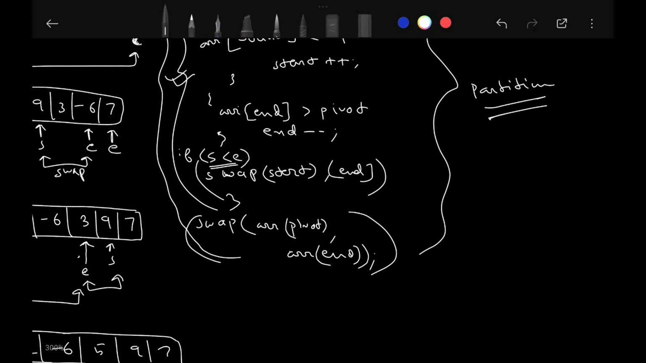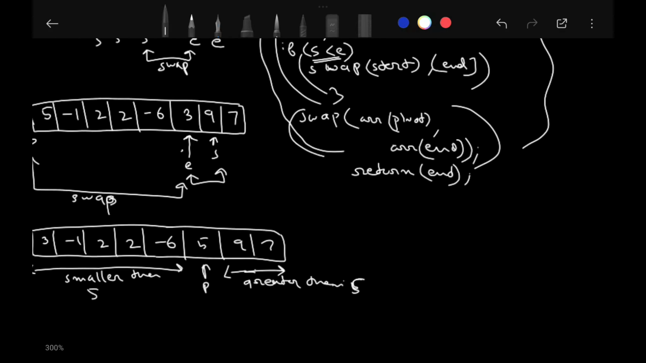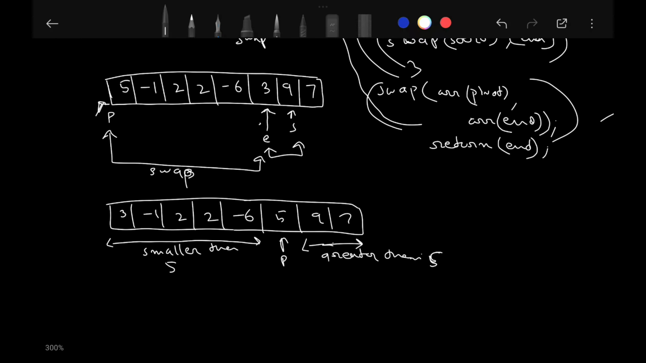In the end, we will return the end index of the array, where the end is currently located right now. Let's say we will return the location of our pivot, or return the location of the end.